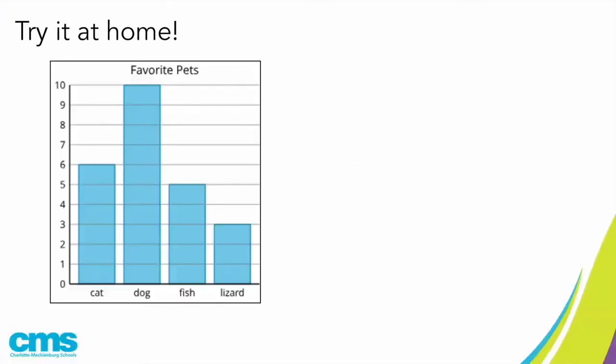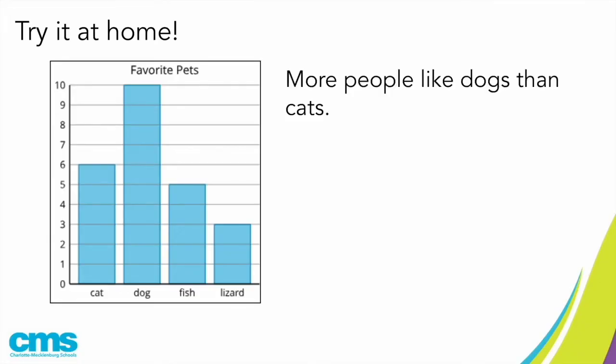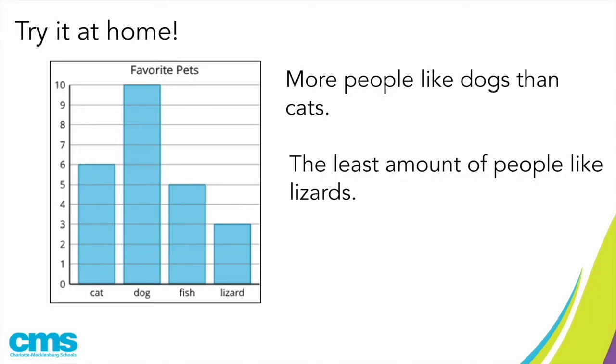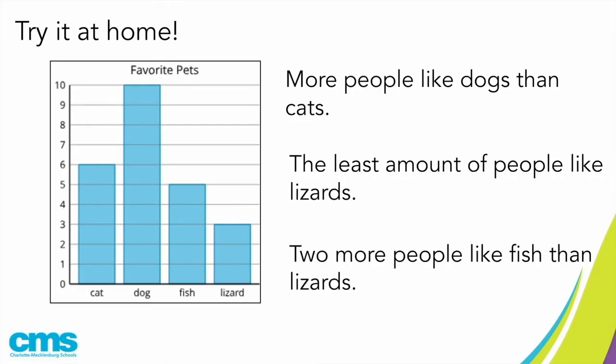Some things that you can try at home is to show students picture graphs or bar graphs and have them write as many statements as they can about those graphs. For example, students might come up with these statements when looking at this graph. More people like dogs than cats. The least amount of people like lizards. 2 more people like fish than lizards.